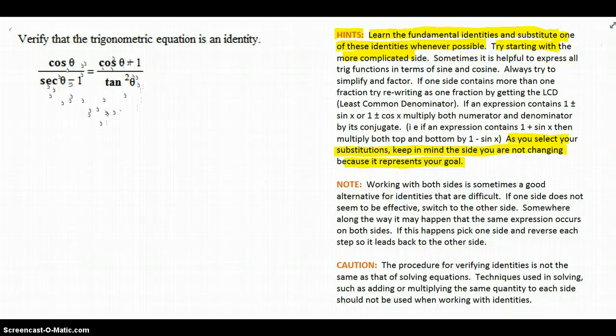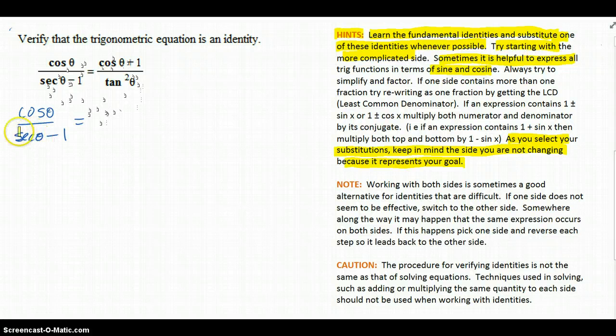Well, since both of these look just as equally complicated, I'm just going to start with the left side, but I could have just as easily started with the right side. And I'm going to try to substitute one of these identities. Let's go ahead and read the next line. It says, sometimes it is helpful to express all trig functions in terms of sine and cosine.